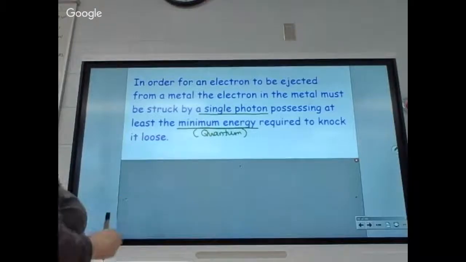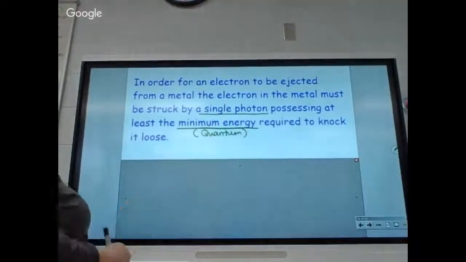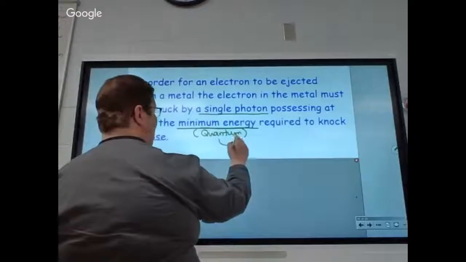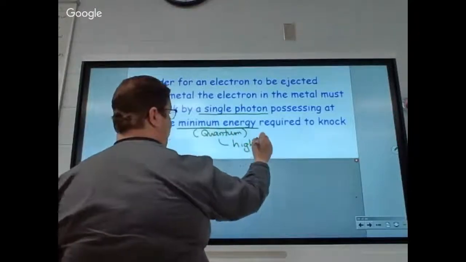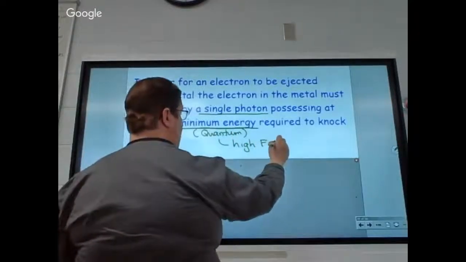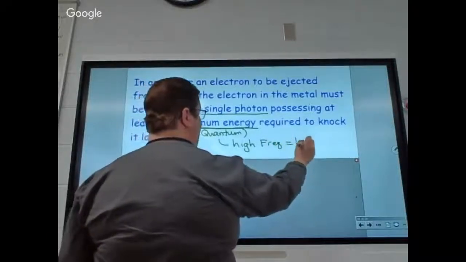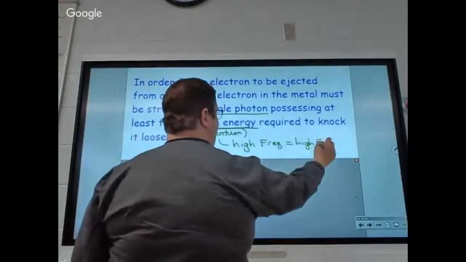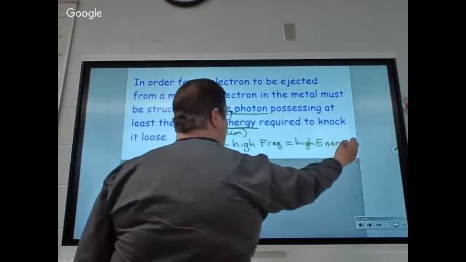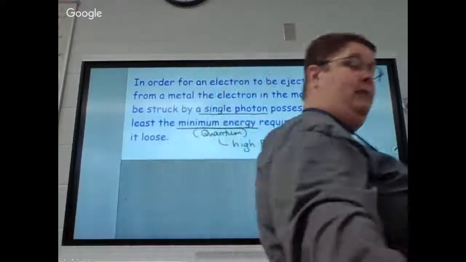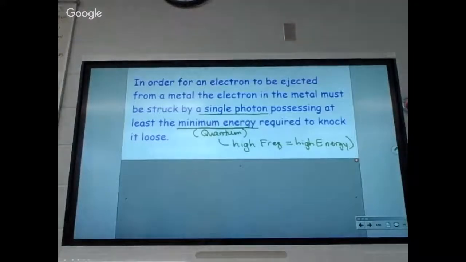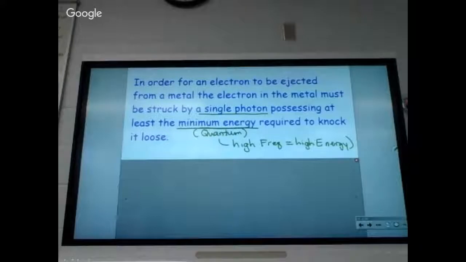Now, that minimum quantum of energy, you could also say, has to have a high frequency. Okay? Because a high frequency equals that high energy. Okay? You can't have a quantum if you don't have a high energy. Does that make sense? Okay. If you understand what I just said, then you understand what we just went through. If you have no idea what I just said, then you've no idea what you just wrote down.